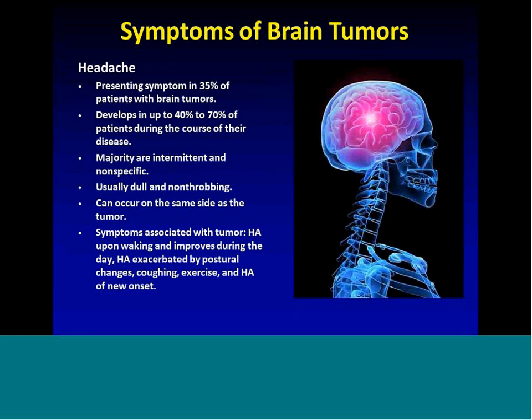So what is the headache like for a brain tumor headache? It tends to occur in about a third of our patients, and it can occur within the disease trajectory about 40 to 70% of the time. It tends to be very intermittent and non-specific. Some patients will say it's right there underneath where the tumor is, but it can vary from side to side. It doesn't have to have a side to it. But the most common symptom associated with it is a headache that occurs upon awakening and improves throughout the day. Okay? And the headache is exacerbated by any kind of postural change. This is associated with increased intracranial pressure.